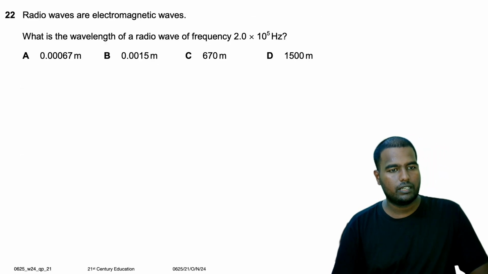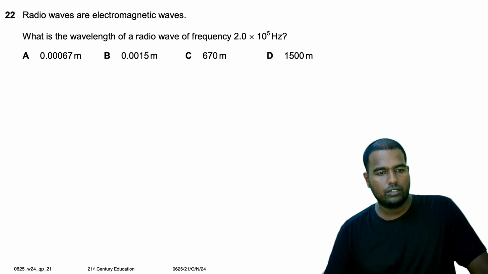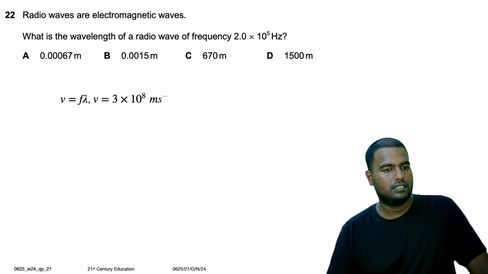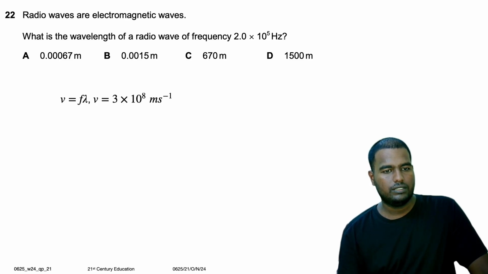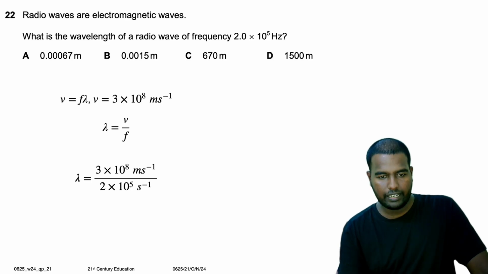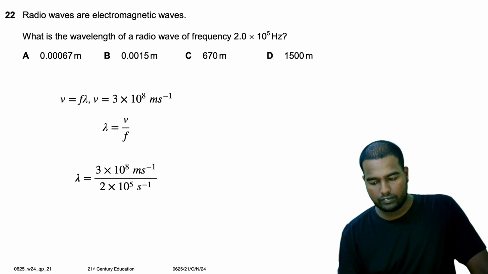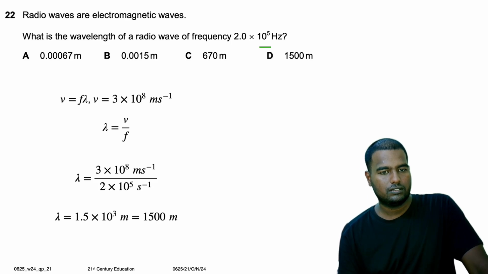Radio waves are electromagnetic waves. What is the wavelength of radio wave of frequency 2 into 10 power 5 hertz? We know that v is f lambda and v is 3 into 10 power 8. This is true for all electromagnetic waves. Now we just have to find lambda. Lambda is v by f. So 3 into 10 power 8 divided by 2 into 10 power 5 meter hertz, which is second inverse. The second inverse cancels, and the answer is 1.5 into 10 power 3, which is 1500 meter. D.